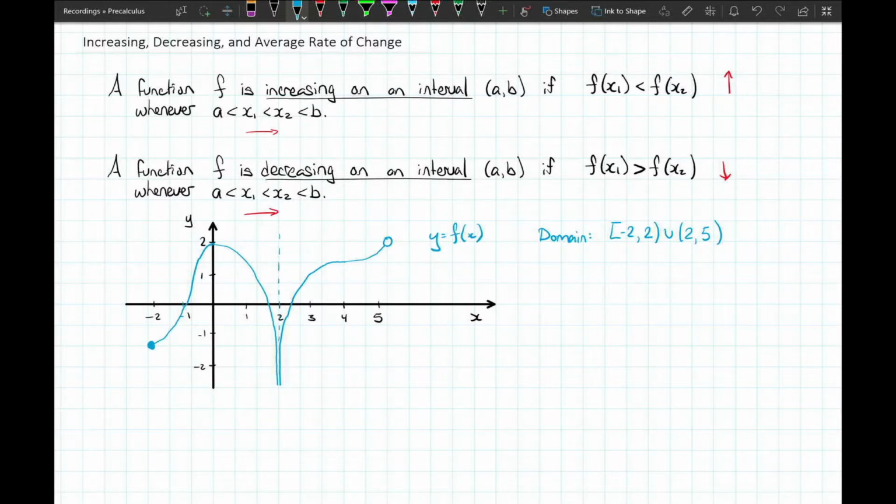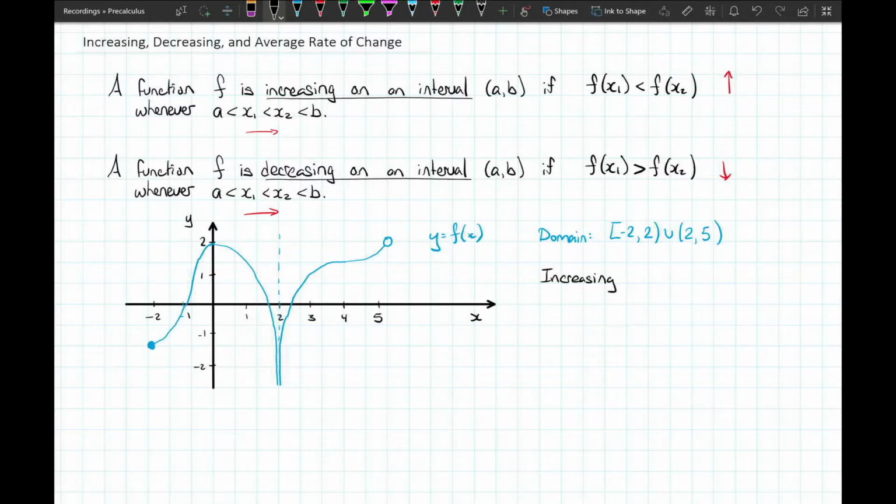Now we can take a look at parts of that domain where the function is increasing and parts of the domain where the function is decreasing. Let's start off with increasing. Now, an interval where it's increasing means that any two values from left to right in that interval are going to go from a smaller y value to a larger y value. And that is always from left to right. So we should really start with this left-hand endpoint here and travel to the right from there.